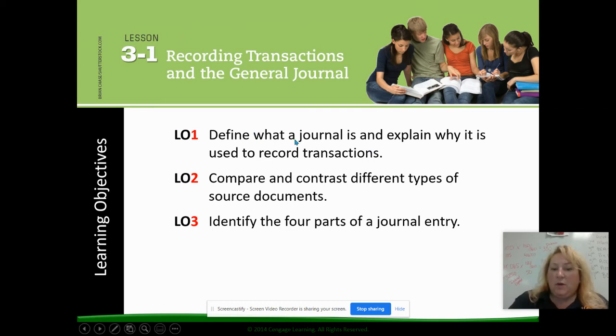So in the first part, we're just going to talk about the journal, look at it, see what is different. We're going to talk about some different source documents that are creating these transactions. And then we're going to look at how to actually create the journal entry.